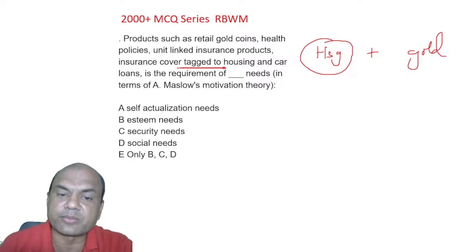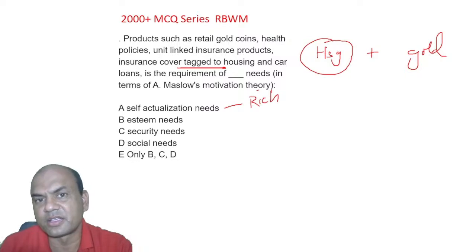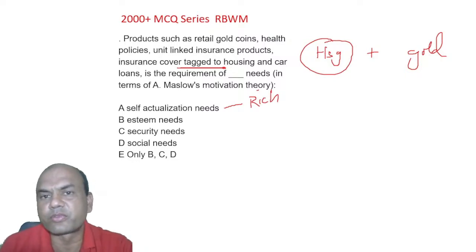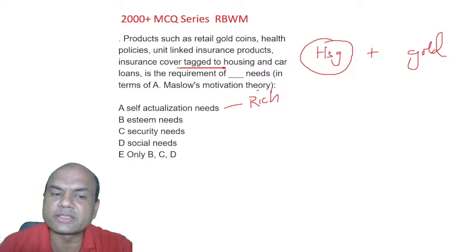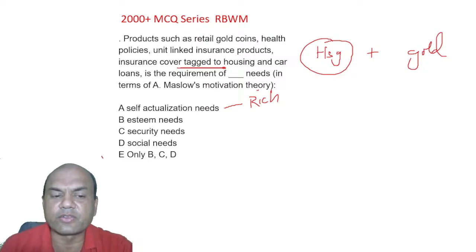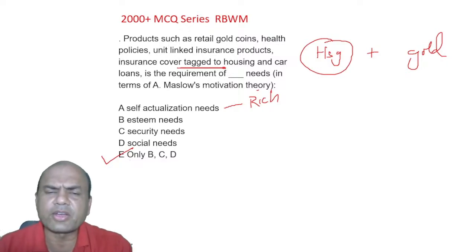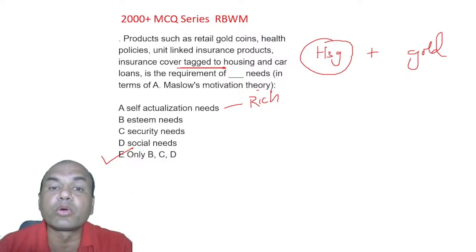See, your self-actualization person is very rich. This person hardly needs any tagging like this. That person can buy everything by himself or herself. So A is out. Esteem needs is okay, security is okay, social is okay. So the answer is B, C, and D, which is option E. I'm going fast so that we can cover more questions.